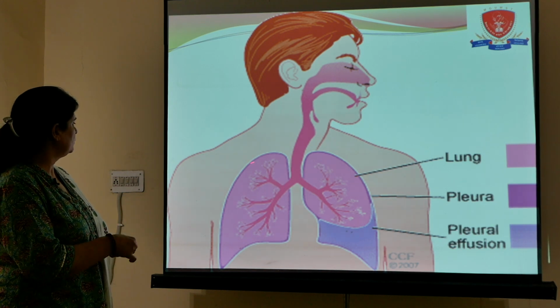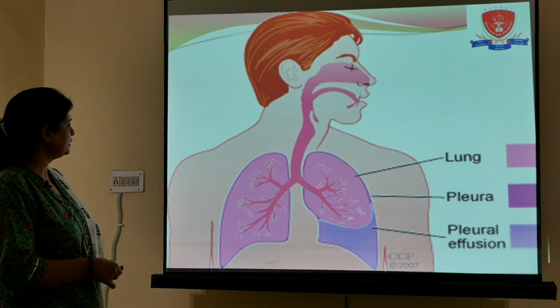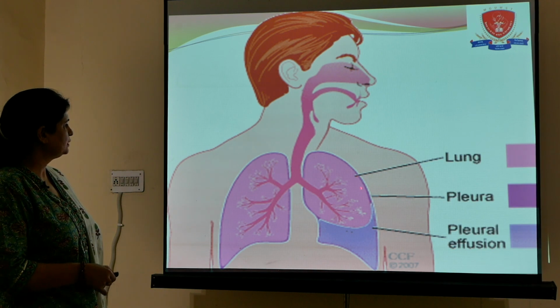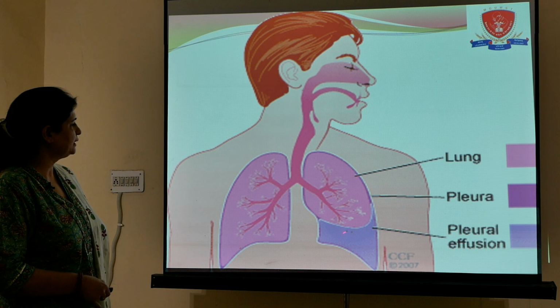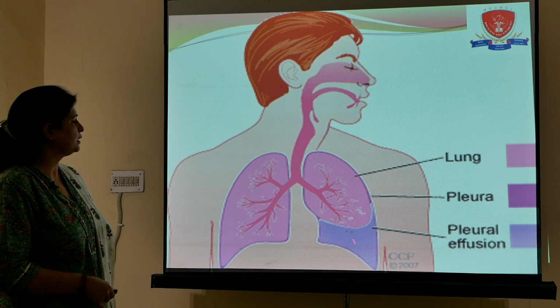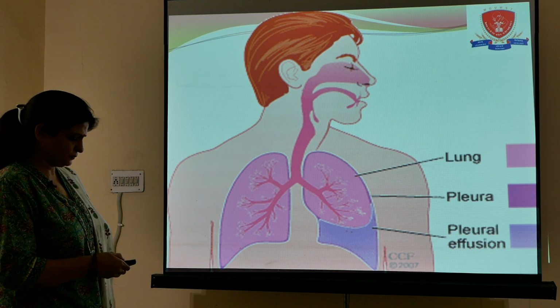This is the normal lung over here and this is the collapsed lung. This is the pleura, the covering of it. This is the collapsed lung and this is the effusion, or the content which is present below the lung, that is pleural effusion.